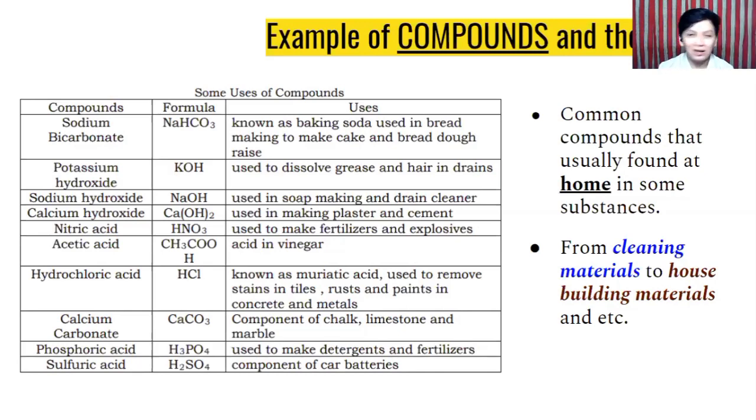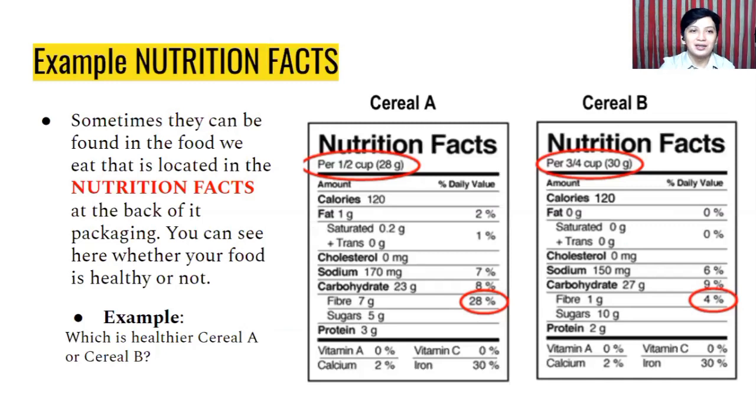So those are common compounds that can be found from inside your house up to building, from cleaning household materials up to house building materials. So these are the common ones that maybe you know. Okay, so this is also an important matter that we need to discuss when it comes to elements and compounds.